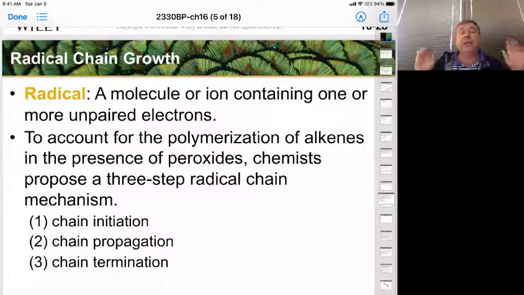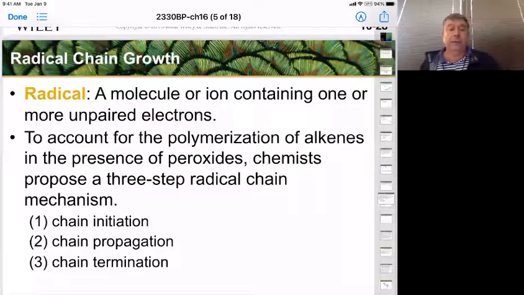So we're going to have to use a new mechanism that we haven't played with before, called a radical mechanism. Now, a radical is a molecule or an ion with one or more unpaired electrons. Okay, why is it unpaired? Well, that's a high energy state, but the cool thing about radicals is once you form them, every time they react with a neutral species, they generate another radical. And so we call this a radical chain growth mechanism.